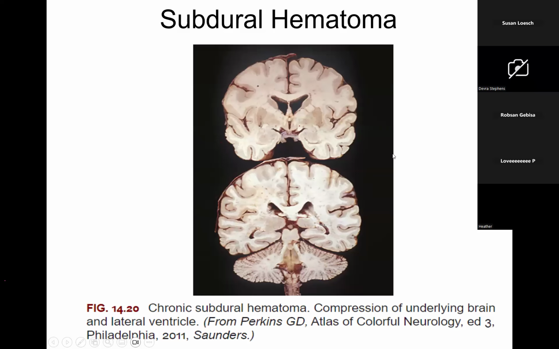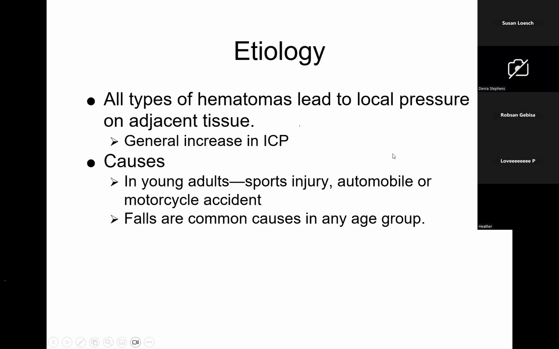All right. That was just showing you a picture. You guys have that in your slides, okay?